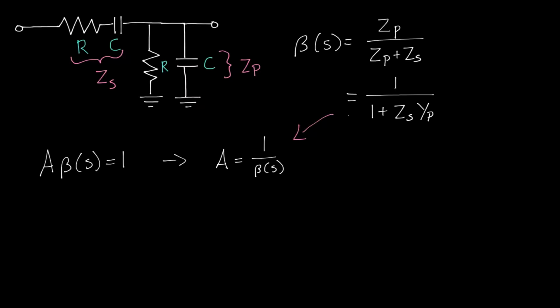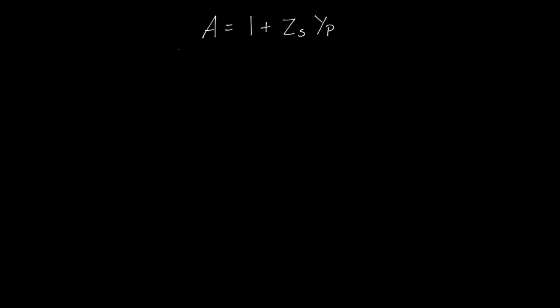Filling in the equation that we got here, we can say that A has to be equal to 1 plus ZS YP. Since the value of A is still unknown, let's find that one first. A is the gain of our non-inverting amplifier in the circuit, and we can find the numerical value of it by filling in the equation 1 plus R2 over R1.